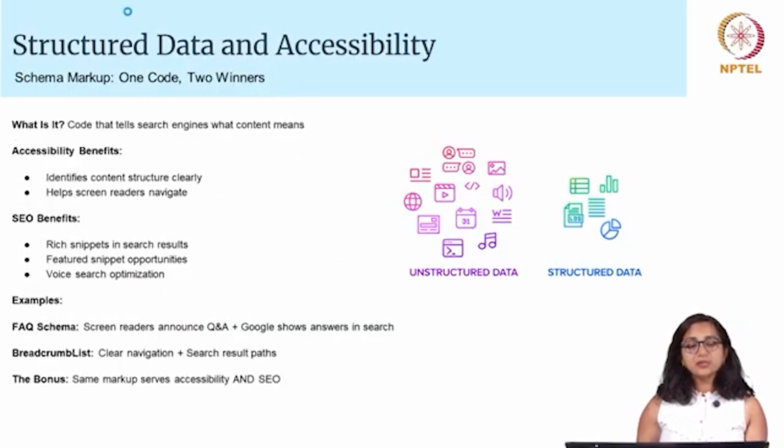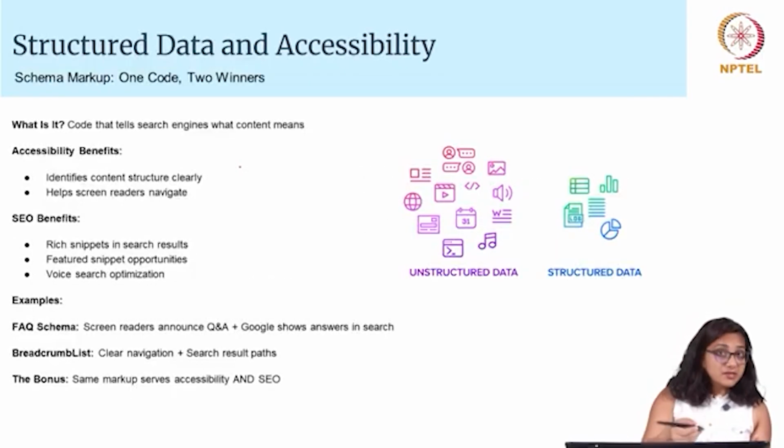So, structured data and accessibility, where we are talking about code which is more structured. So, code that tells search engines what content means, right? If our data is structured, the search engine algorithms will be able to navigate through that content a little bit better. It helps the search engine optimization algorithms go through it and identify the content structure clearly, and it helps screen readers navigate.